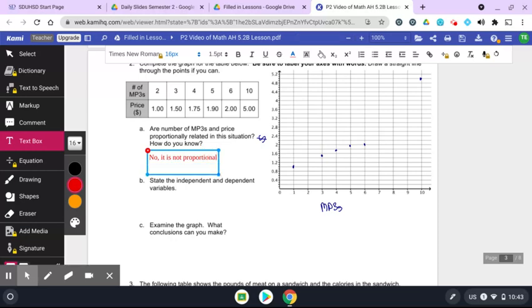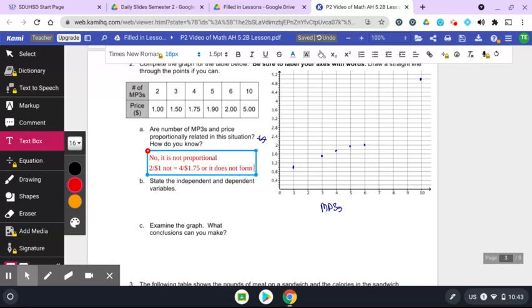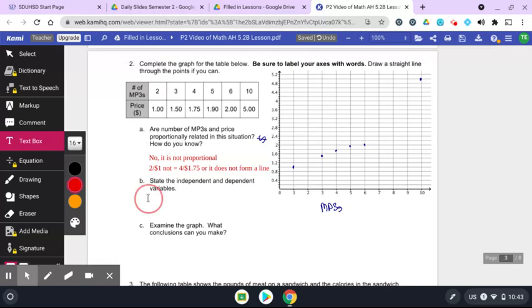Okay, I know that 2 over $1 is not equal to 4 over $1.75. So there's nothing I can multiply. Or if I'm looking at the graph, it does not form a straight line. Okay, so my independent was my MP3s, my dependent was my cost. These are things I probably should have answered before I graphed.